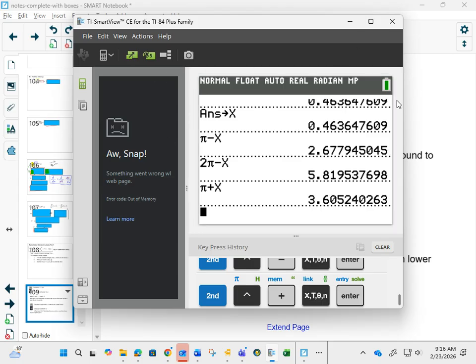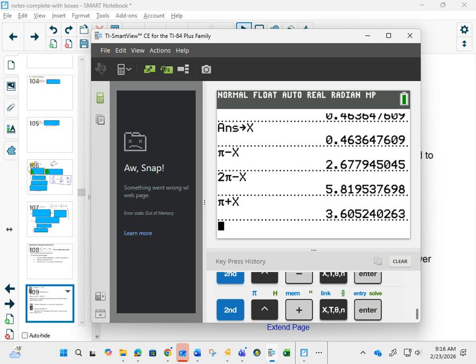All right, let's do, oh snap, that's fun. Well, maybe we'll do something if it lets me close this.